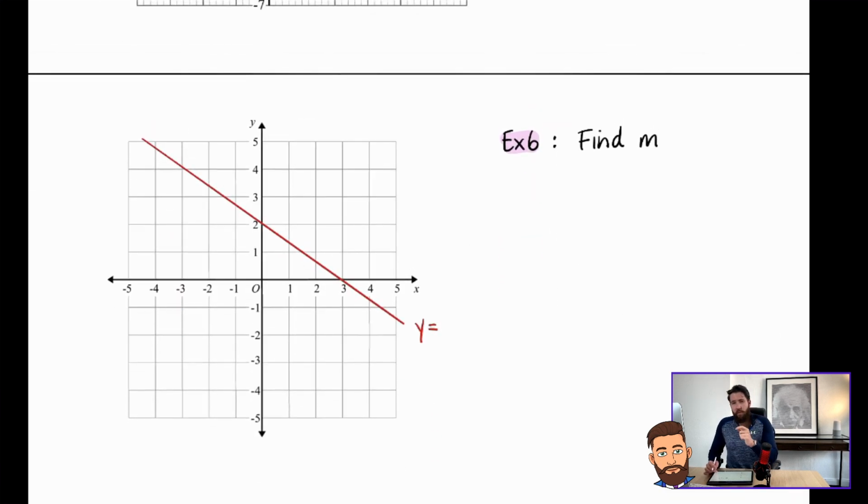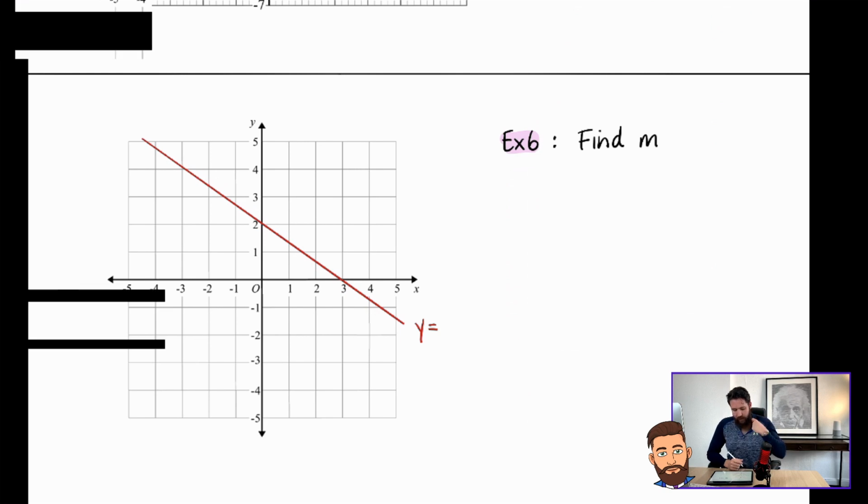Okay, so that brings us on to our last example. So we've seen positive, negative, different scales, fractional gradients. Don't be scared of them. They're fine. And you're allowed them. Let's look at example 6, where we have clearly a negative gradient. That's the first thing you should check. We've got a negative gradient there.